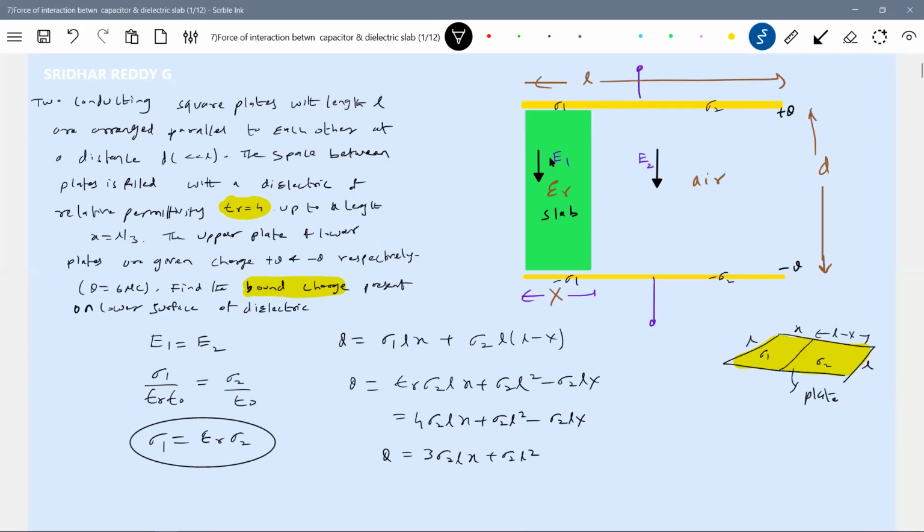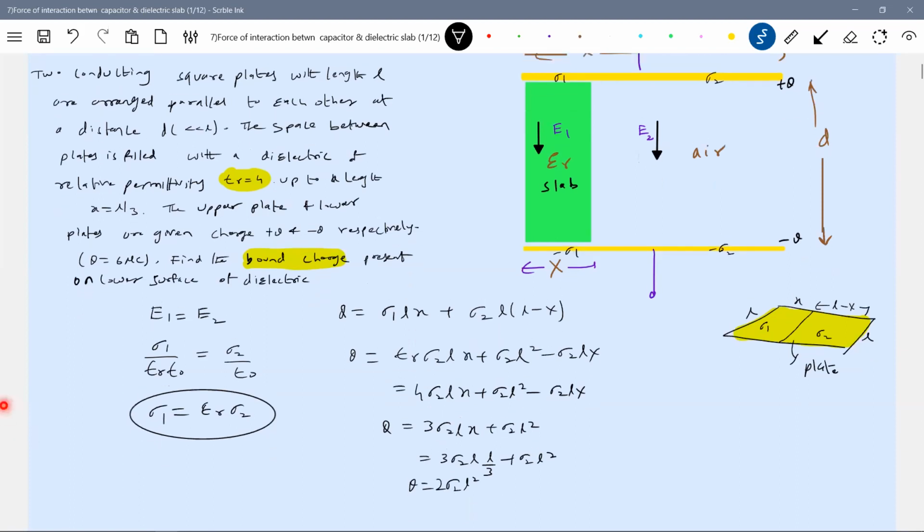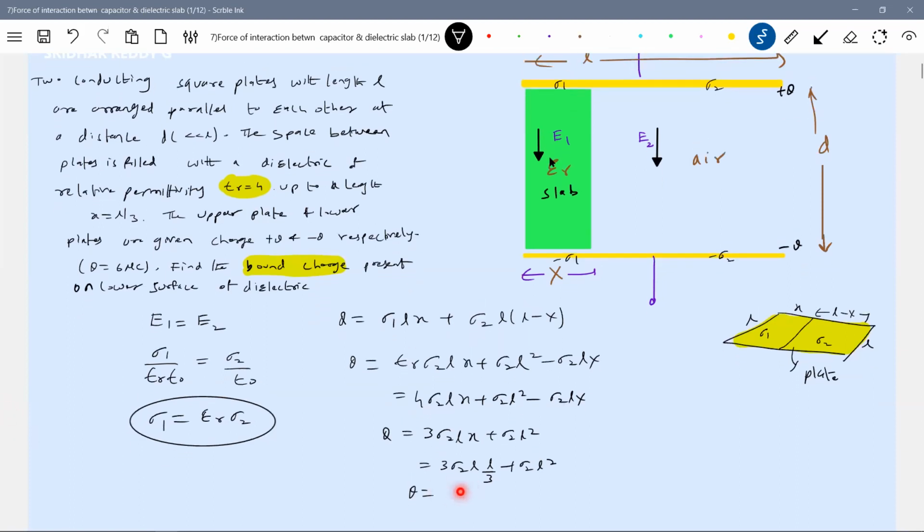Okay, finally, there's one more equation. What we have: sigma 2, 3 sigma. So this will become equal to how much? Equal to, okay, how much did you get? 3. This will become 4, no, totally. 4 sigma 2. X equal to L by 3. I'll substitute that X equal to L by 3. Two sigma 2 L square.